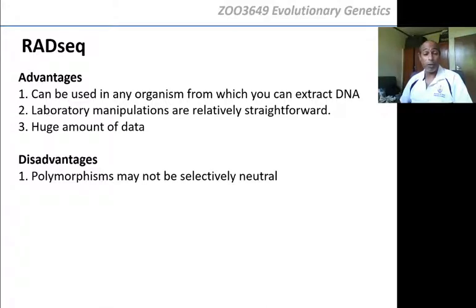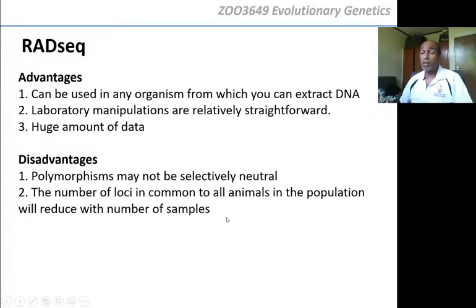You get to the neutral theory. So we don't know that there's no natural selection working on any of these mutants, and that's important to know. Another disadvantage is that the number of loci in common to all animals will reduce with the number of samples. So basically, you are randomly cutting the DNA. You are hoping that you will sequence at random the same pieces of DNA for all the individuals. So the more individuals you have, the less chance of sequencing as much DNA as possible for all the individuals. That's a big disadvantage.